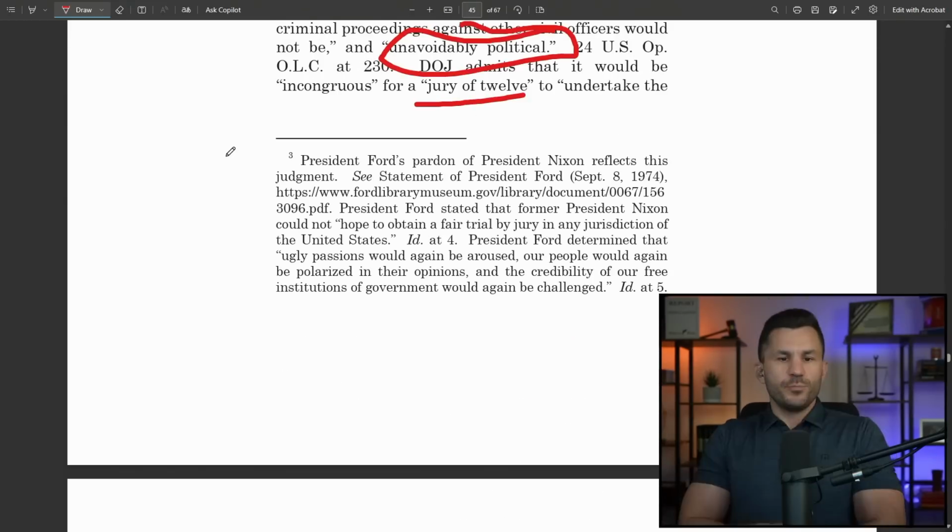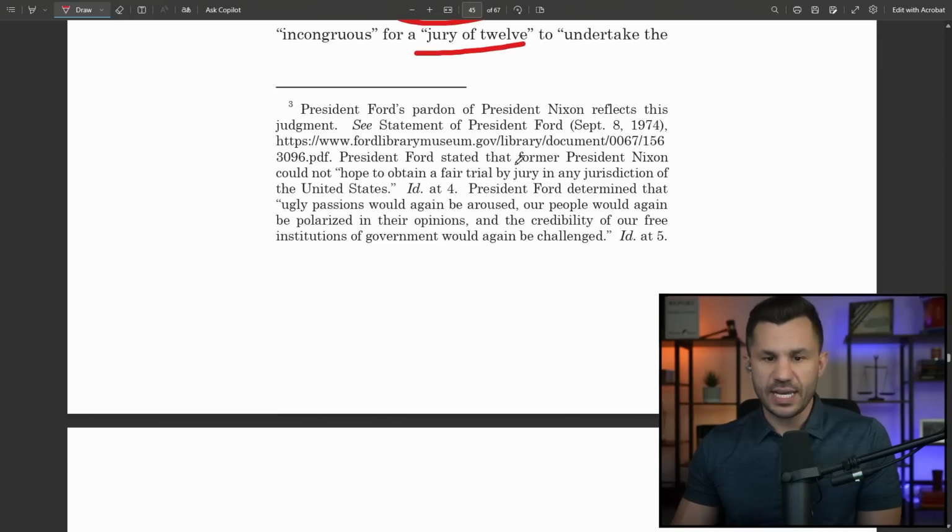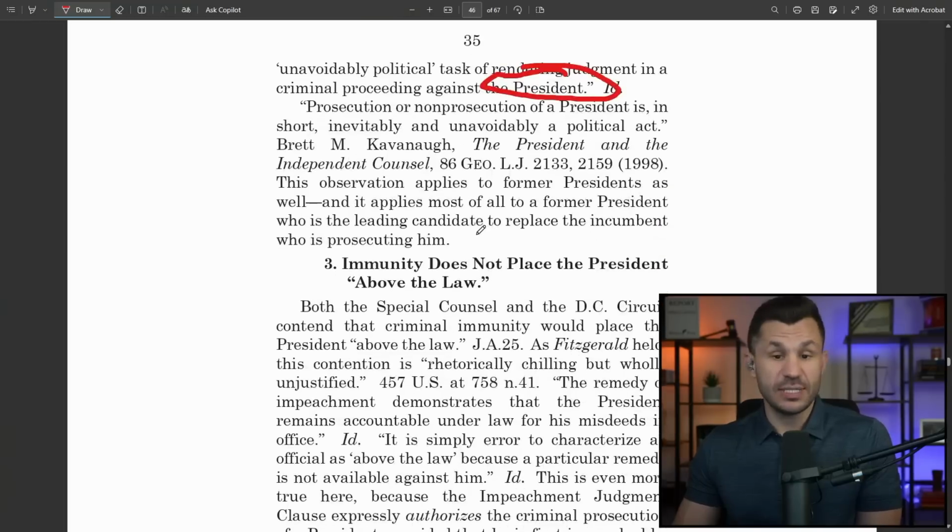Here's another footnote. President Ford's pardon of President Nixon reflects this judgment. Ford stated that Nixon could not hope to obtain a fair trial by jury in any jurisdiction. The passions would be aroused, right? Never going to happen. Now they're using that as a feature, not a bug.